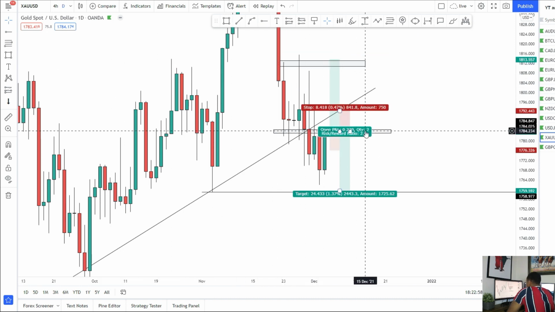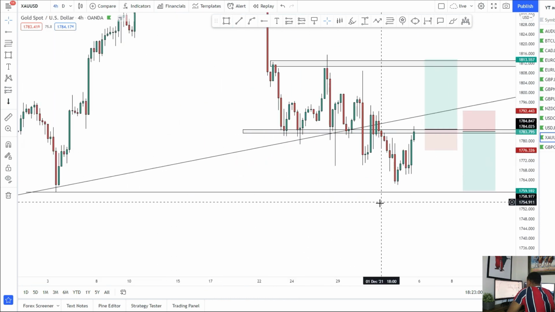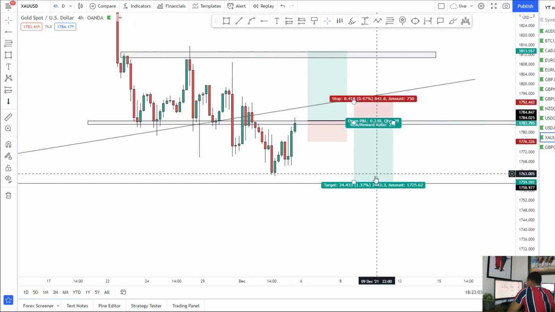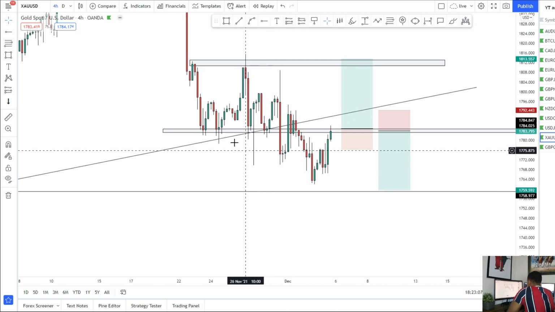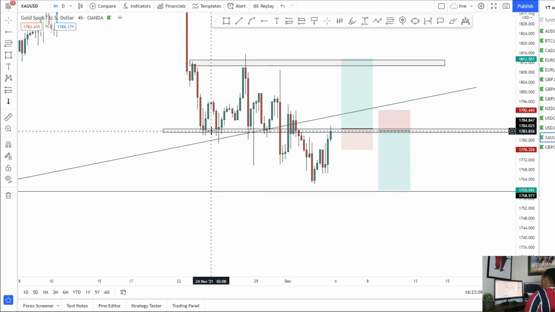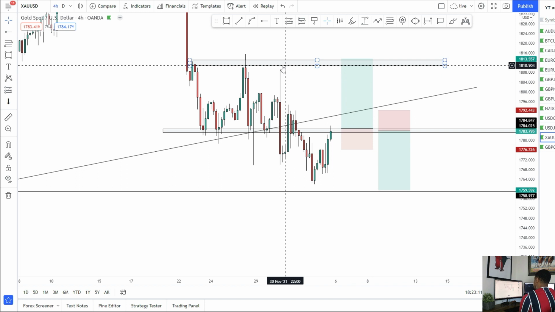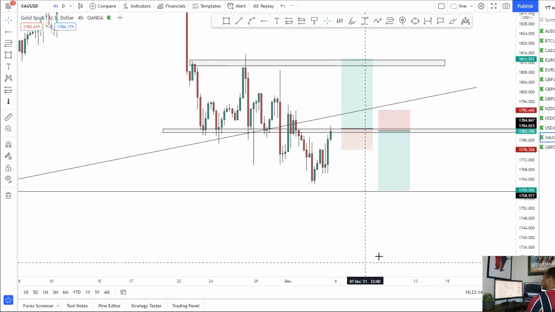If not, and the market holds this level, holds the trend line as resistance, we'll probably fall over and just continue with this bearish trend back down to 1759. So if we do hold 1783 as resistance, looking at sells, break above, looking at a push back up to 1810 for gold for next week.